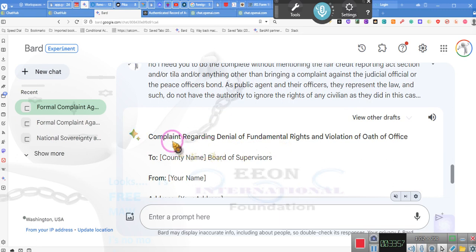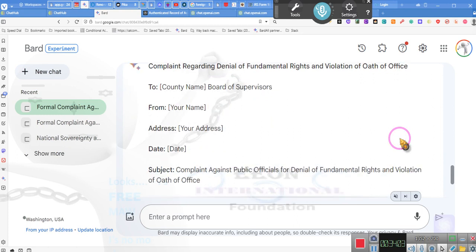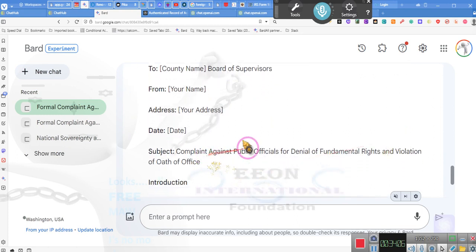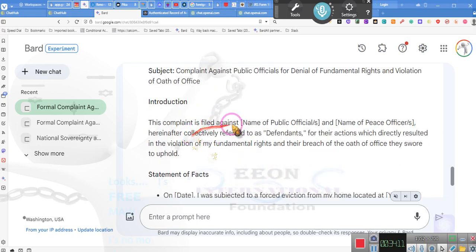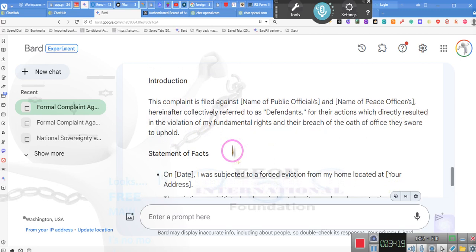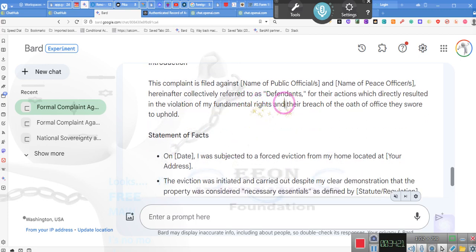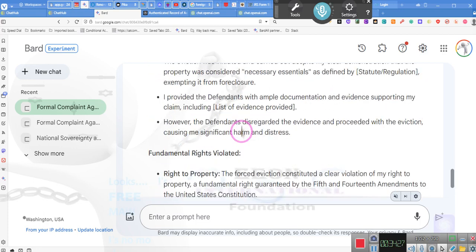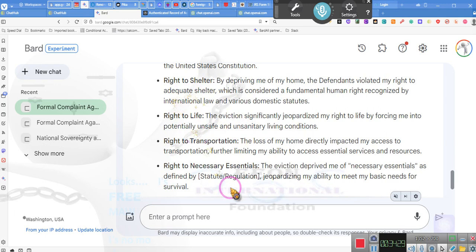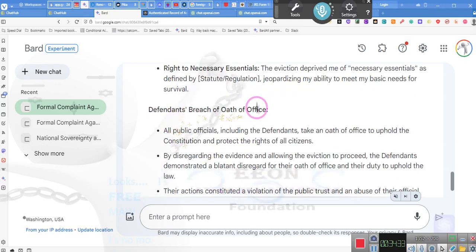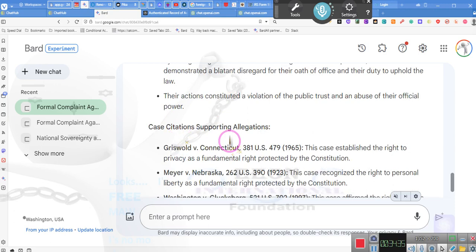And she gone, y'all. Okay, complaint regarding denial of fundamental rights and violation of oath of office. I can live with that. Subject: complaint against public officials for denial of fundamental rights and violation of oath of office. This complaint was filed against the name of the official and the peace officers, hereafter collectively referred to as the defendants, for their actions directly resulting in a violation of my fundamental due process rights and their breach of their oath of office they swore to uphold. The date that the incident happened, the right to property, shelter, and life, necessary essentials, and that's for those who have been evicted or are being threatened to be evicted.